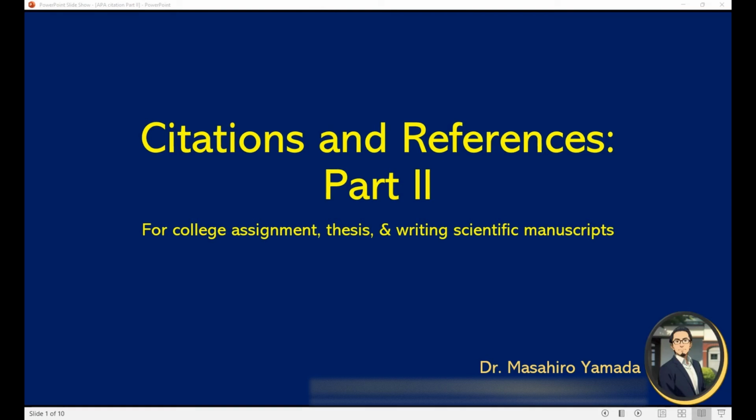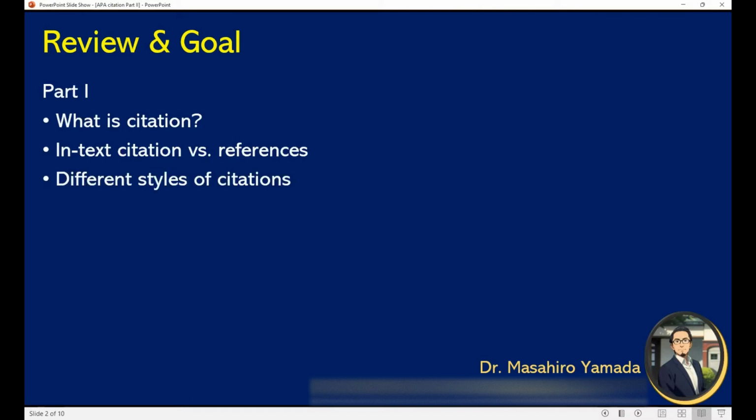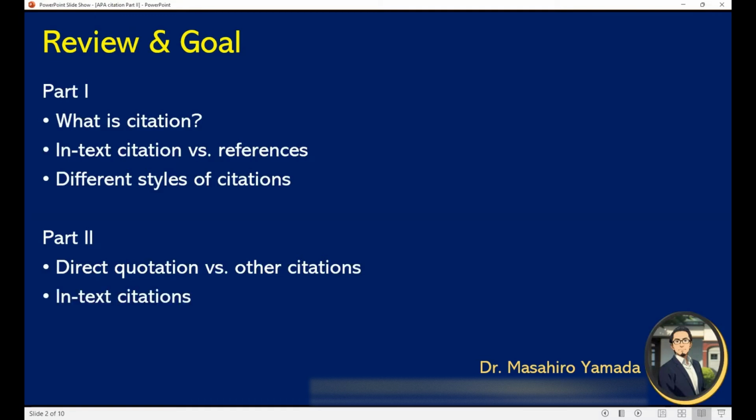This is part two of the citation and reference topic. In part one, I talked about what citation is and the difference between in-text citation and references. And there are different styles of citation. In part two, I'm going to start with the difference between direct quotation and other citations. And we are going to learn how to do in-text citations.